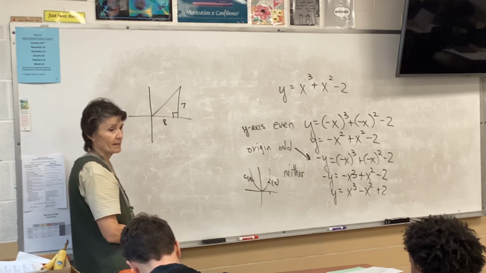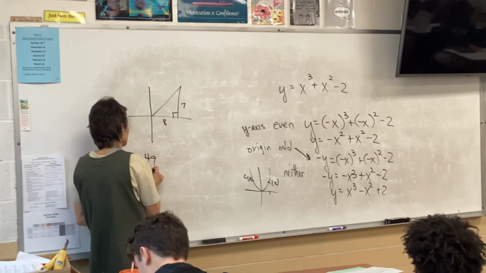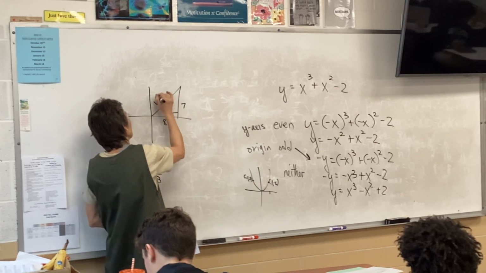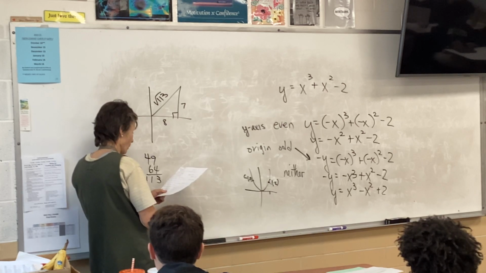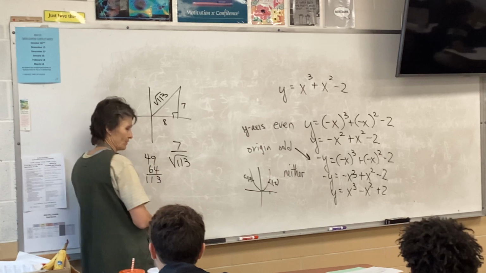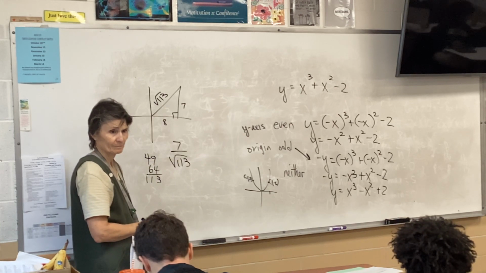If I want the sine, I need to... So 49 and 64. Is that 113? Which I don't think does anything. So I want the sine, so the sine is gonna be 7 over the square root of 113, opposite over hypotenuse. Right?